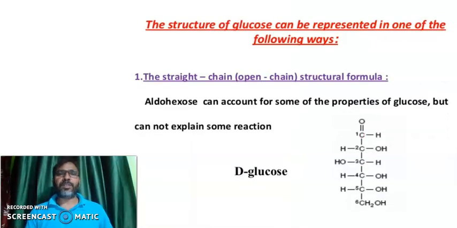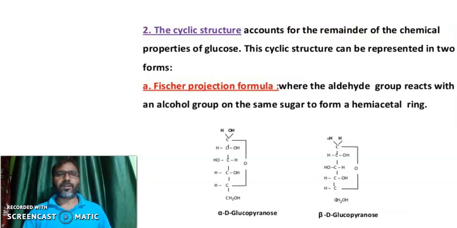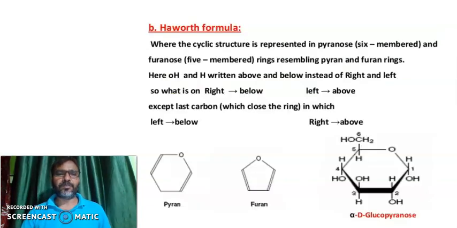The structure of glucose can be represented in one of the following ways. The straight chain, open chain structural formula, aldohexose, can account for some of the properties of glucose but cannot explain some reactions, D-glucose. The cyclic structure accounts for the remainder of the chemical properties of glucose. This cyclic structure can be represented in two forms. Fischer projection formula, where the aldehyde group reacts with an alcohol group on the same sugar to form a hemiacetal. So you can see alpha-D-glucopyranose or beta-D-glucopyranose.